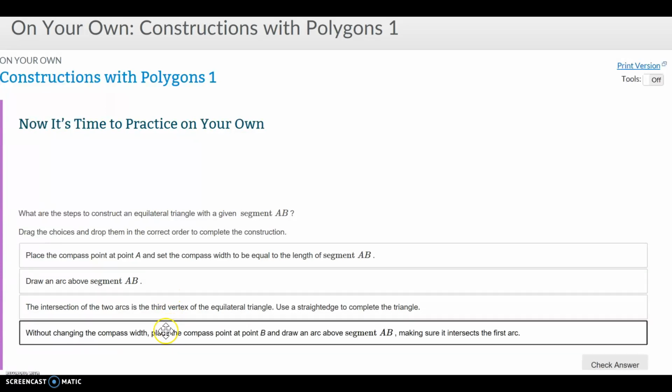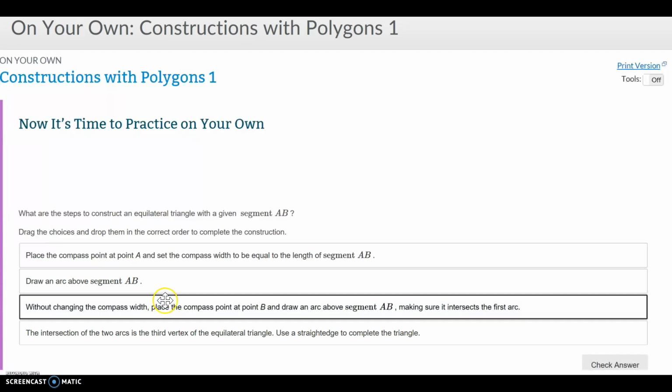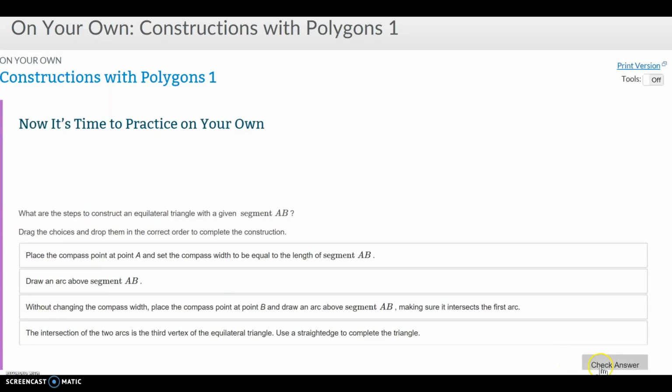So then without changing the compass, we're going to place the compass on point B and draw another arc above segment AB, making sure that it intersects the first arc. The intersection of the two arcs is the third vertex of our equilateral triangle, and we use a straight edge to complete the triangle.